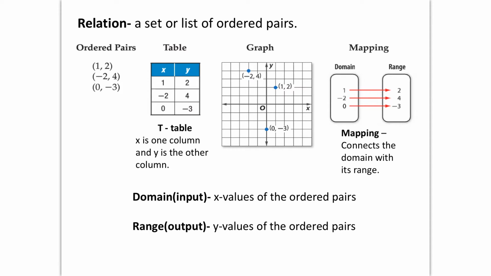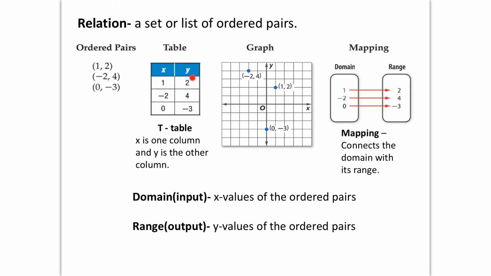First, let's look at the different methods you can use to represent ordered pairs. One is just regular ordered pairs, with the parentheses, the x coordinate and the y coordinate. You can also have a table, and I'm going to explain that in a second. You can graph the ordered pairs, and that's what we did in the previous video; we actually graphed those points. And you can also do mapping with ordered pairs.